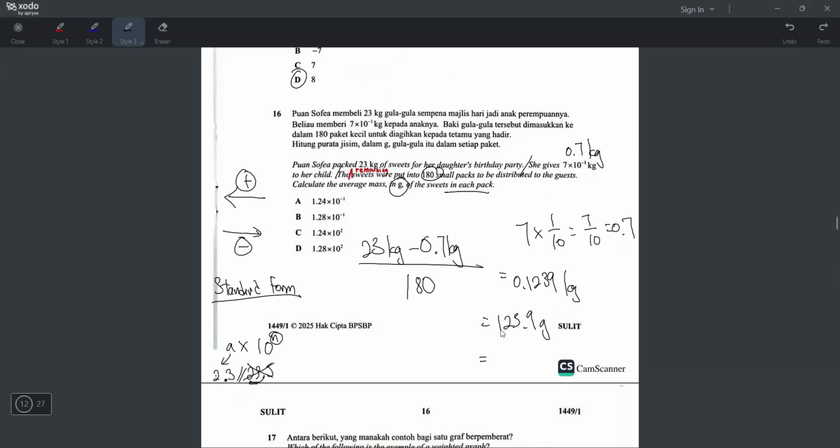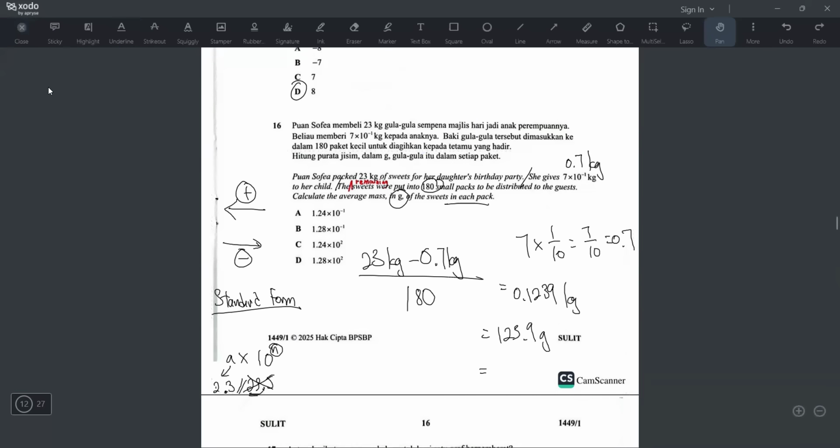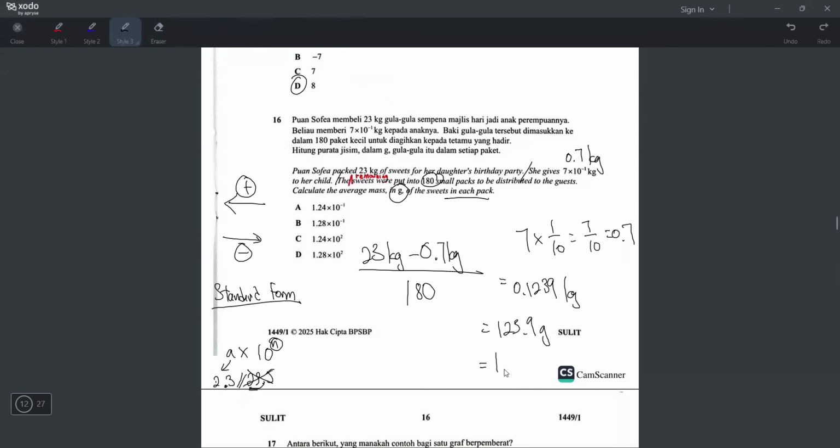So for example, if it's 123.9 gram, if you want to change to standard form, what I have to do is move the decimal point to where? To here, right? So that it becomes 1.239. Okay, because if the decimal point is here, that means there's only one digit before the decimal, right? Okay, times 10 power berapa? You're moving to the left, so it's this direction, so the power here have to be positive 2.